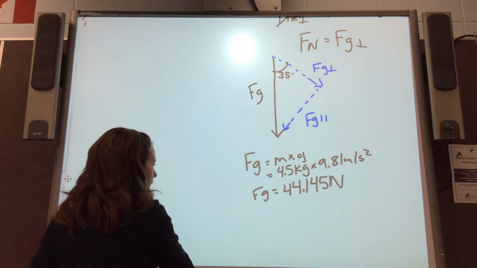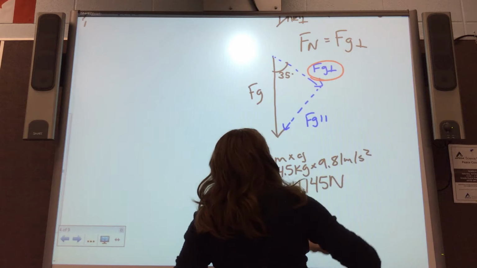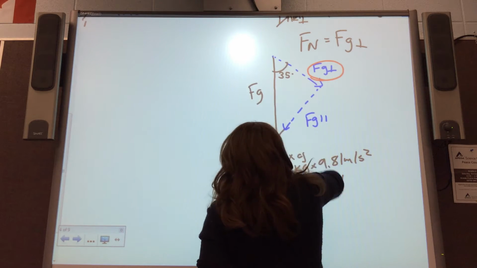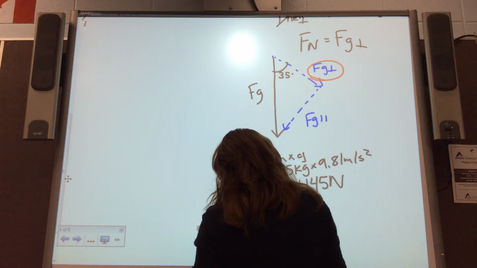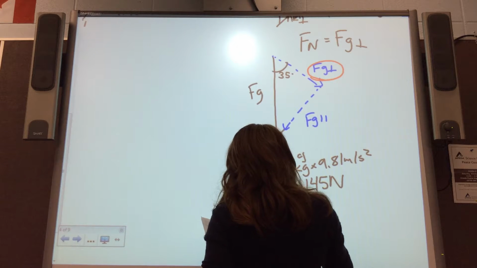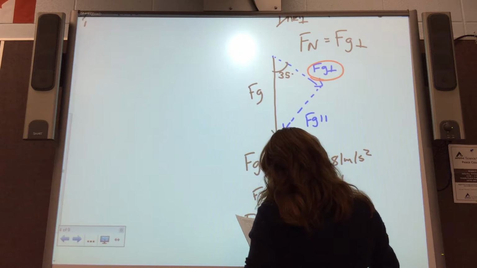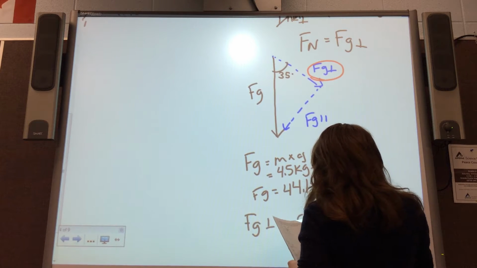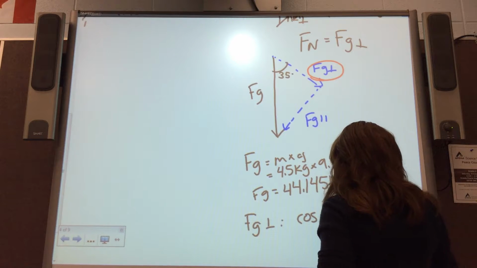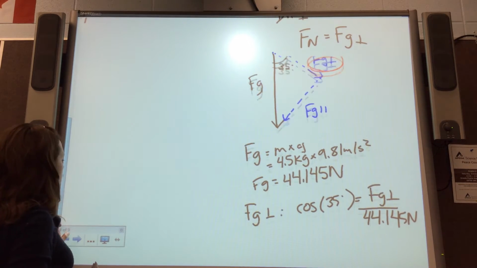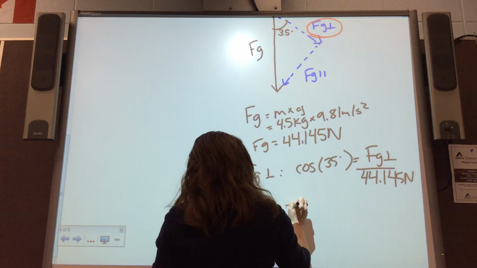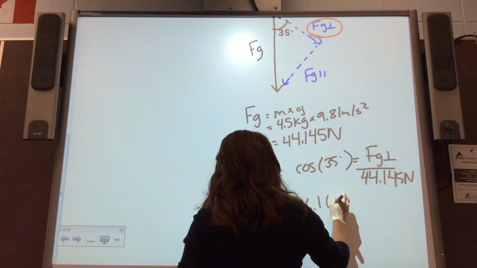So for this question, I'm looking to find Fg perpendicular. So that is adjacent to my angle, and I can use my hypotenuse. So I need to use cos to find this. So cos of 35 degrees is equal to Fg perpendicular over 44.145 newtons. You cross multiply to solve for Fg perpendicular, which is equal to 36.16 newtons.